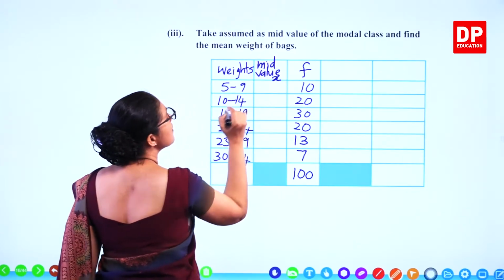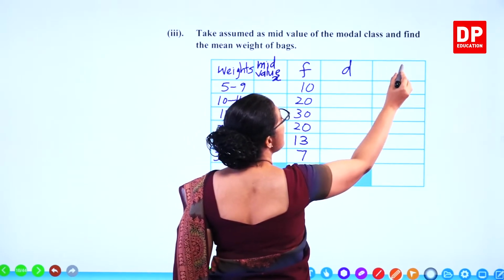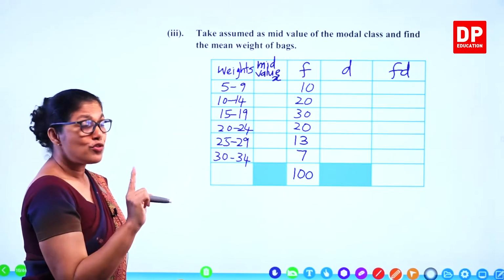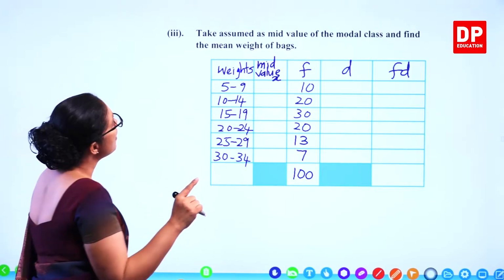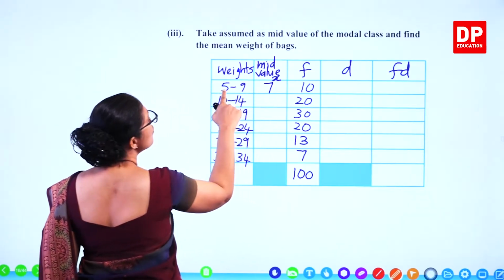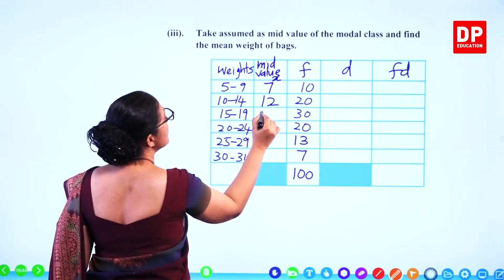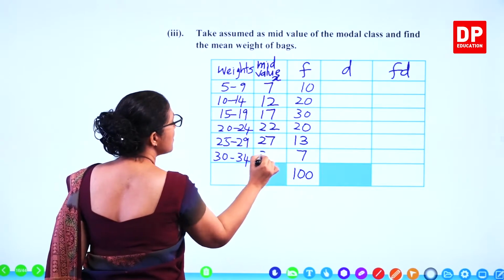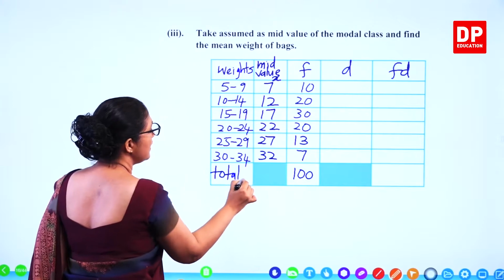That's X. Then we can find the deviation and then FD. Mid values, how do you find them? Add and divide by 2. 5 plus 9, 14. Divide by 2, 7. That means we are adding 2 to the lower limit. 12, 17, 22, 27, 32. So we can write total here.